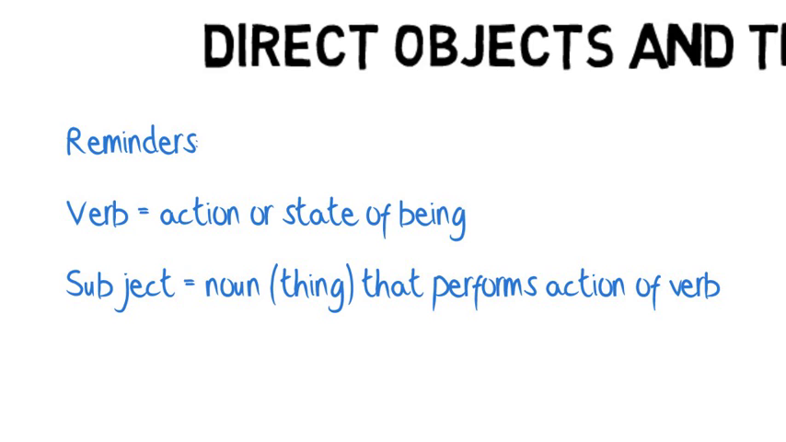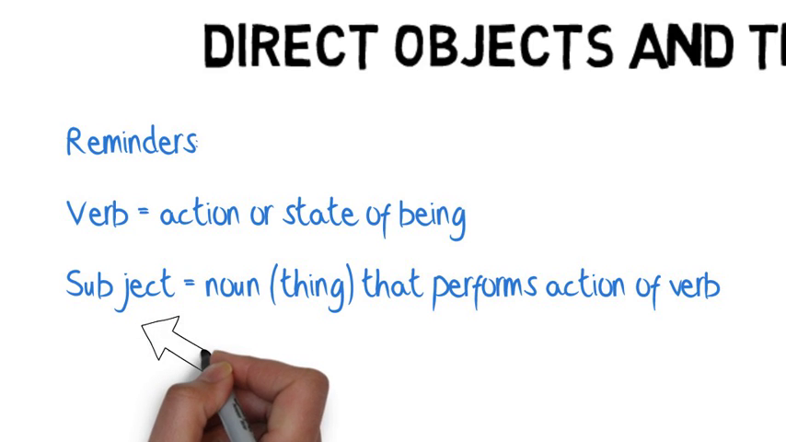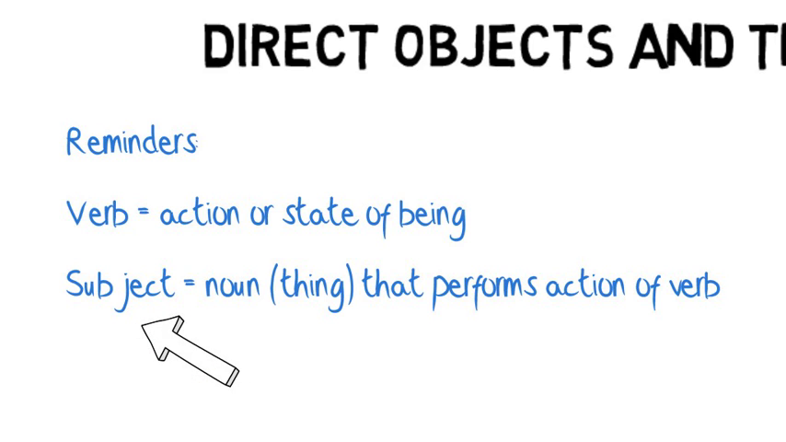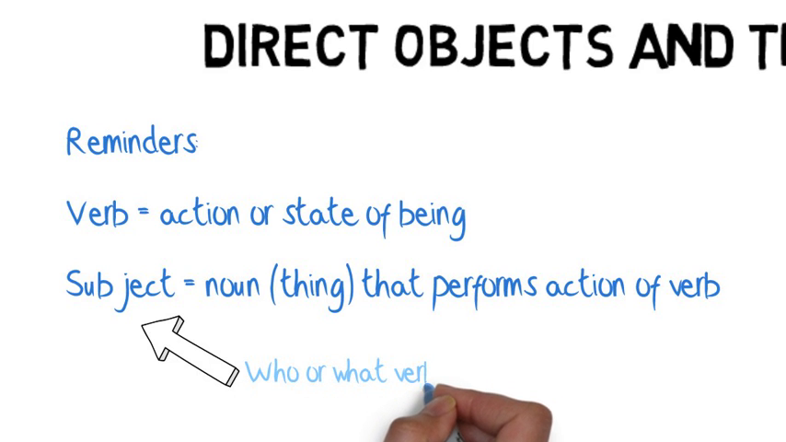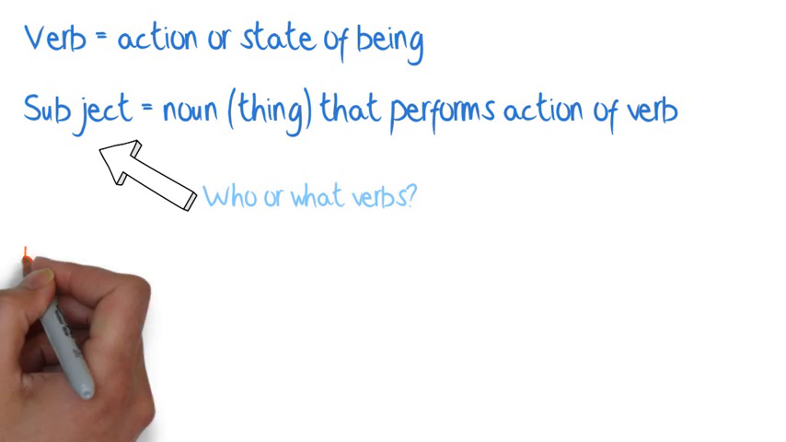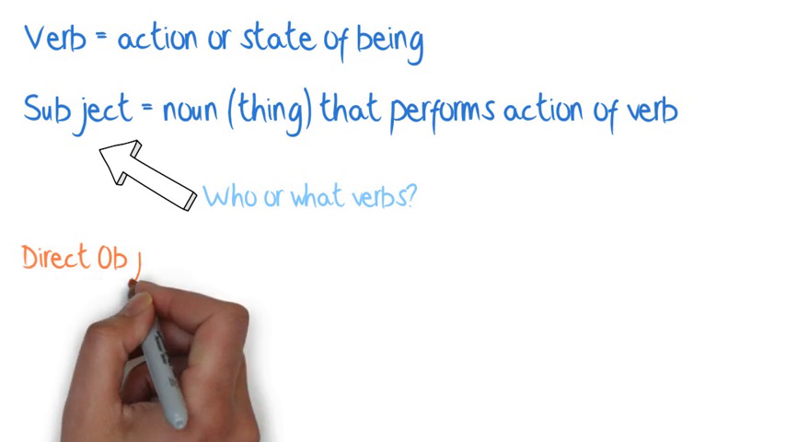Subjects are the nouns, the people, places, or things that perform the action of the verb. In other words, the subjects are the doers. If you look at a sentence, you can figure out what the subject of the sentence is by asking yourself, who or what verbs?